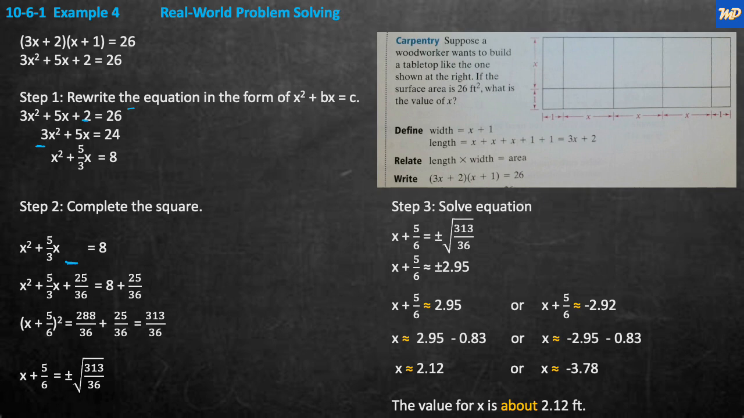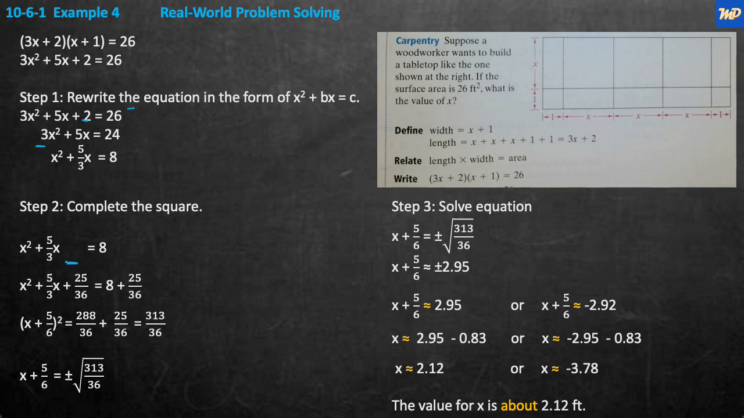So now we have our new square term here, right? We have our sum of two squares. We have x plus 5/6 squared, and that's equal to 288/36 plus 25/36. Well, wait a minute. Why do I have 288? Where did I get the 288/36 from?